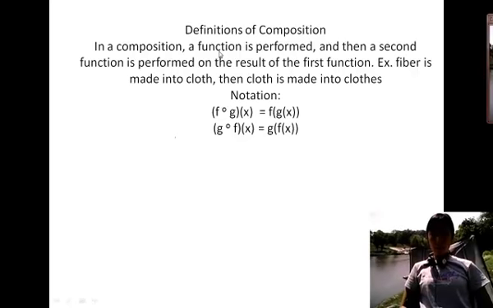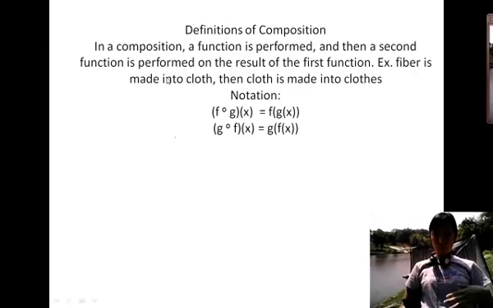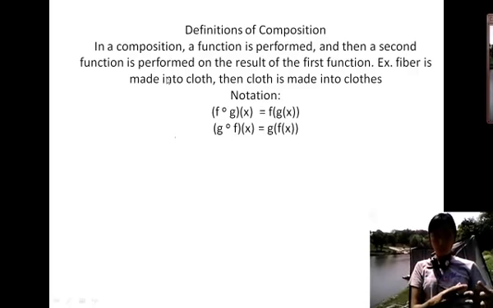Alright, the other type of combination that we're going to look at is a composition of functions. The definition of a composition is down below. And what that is doing is it's just saying you're going to take a function and put it into another function. Or you're going to take an input, put it through one type of operation, and then you're going to take whatever you get there and put it through another type of operation. So the idea is, I did an analogy here, if you take fiber, you put it through a function that makes cloth, then you're going to take that cloth and you're going to put it through another function that would make clothes. So that's my analogy.